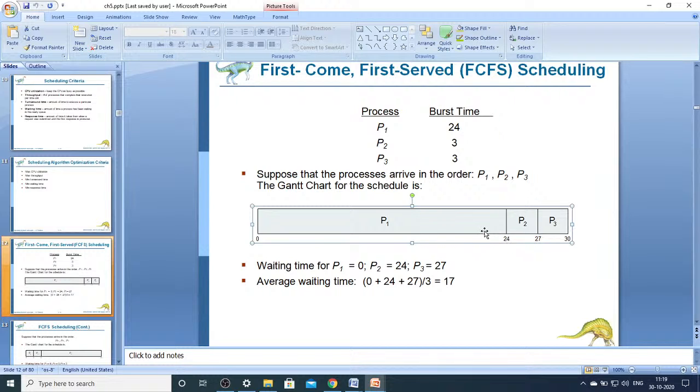And coming to the waiting time, once you find the turnaround time, then it is very simple for you to calculate the waiting time, because whatever the turnaround time you mention, if you subtract the burst time from the turnaround time, you get the waiting time.